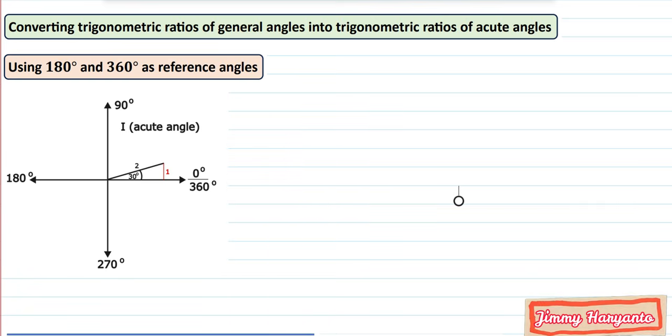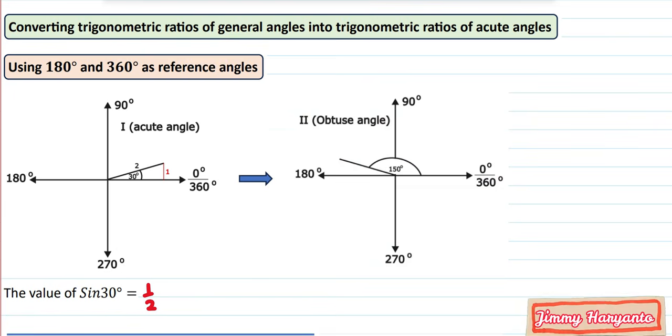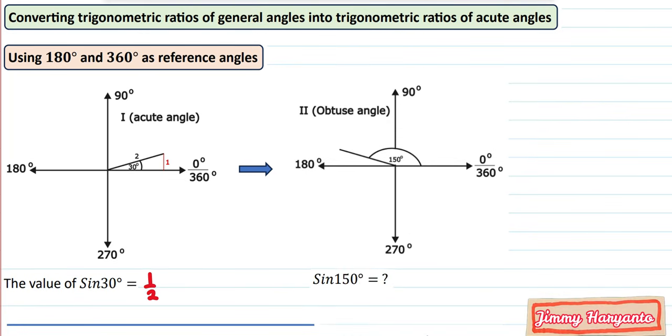angle. So let's say you have an angle in the first quadrant, an acute angle, and the angle is 30 degree. The value of sine 30, we already know the value. The value is half, right? Okay, and then I have another angle which is 150 degree. We already know that 150 degree is in the second quadrant. And let's say we want to find the value of sine 150 degree.